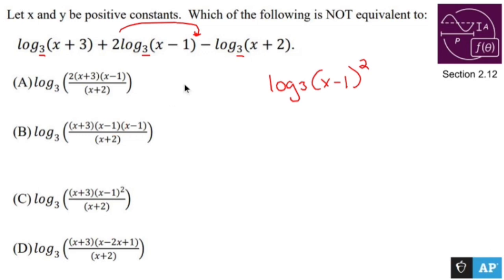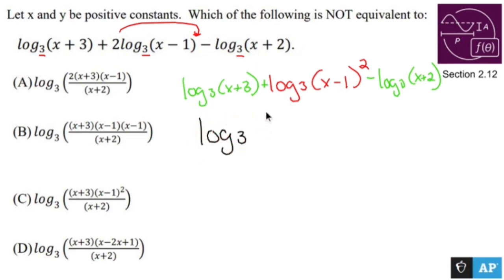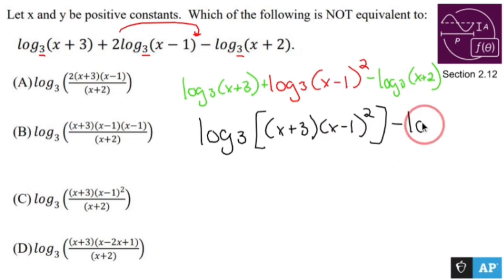Log base 3 of x plus 3 doesn't change, so we'll write that out. X plus 3, that's still there. Minus log base 3 of x plus 2 is still there. Now we can deal with these guys that are combining through addition. When you add two logs of the same base, you multiply the insides. So this guy becomes log base 3, and let me add these brackets, of x plus 3 times x minus 1 squared. And then on top of that, we're subtracting log base 3 of x plus 2.